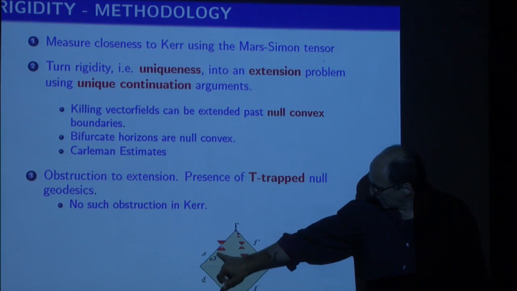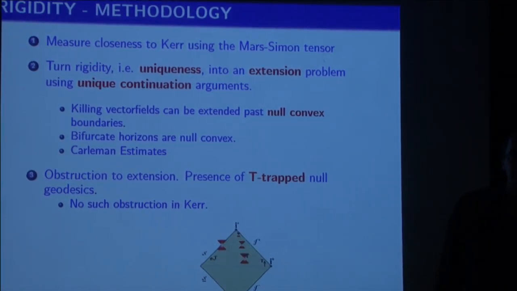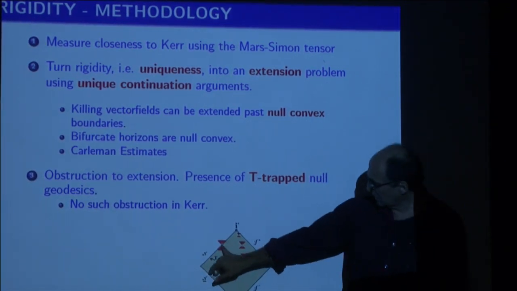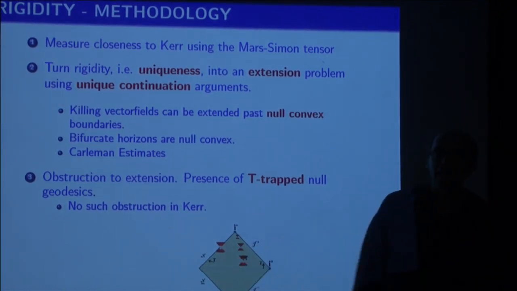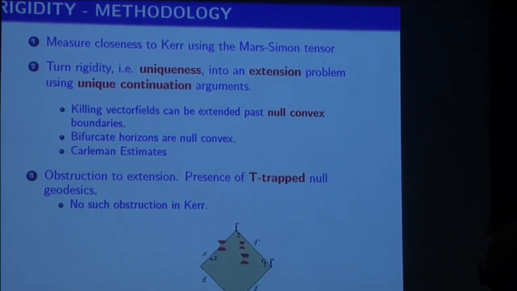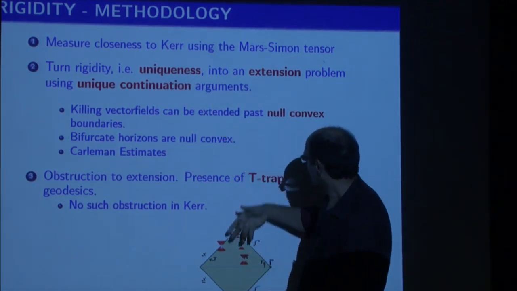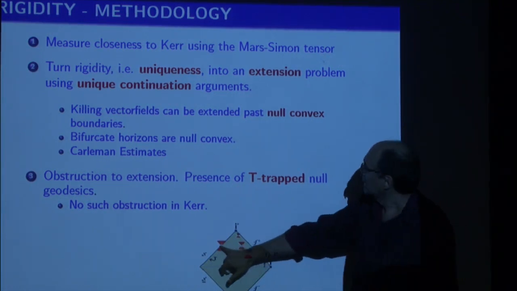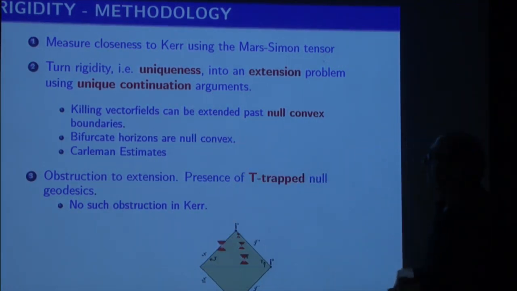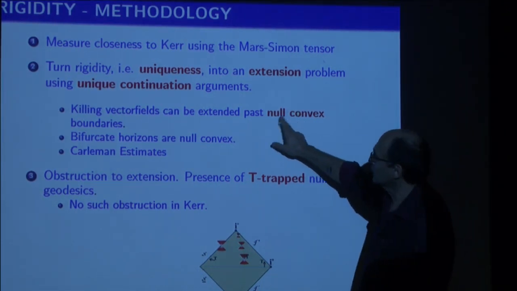that T, this vector field T, is tangent on the event horizon and induces a second Killing vector field on the event horizon. So you can always produce a second Killing vector field, and then this second Killing vector field has to be extended inside, and that's where analyticity was needed in what he was doing. What I'm trying to say here is that the uniqueness result is turned into an extension result. In fact, this was done already by Hawking. But then in order to do it honestly, you need this unique continuation result that I mentioned. So you need this notion of null convexity.